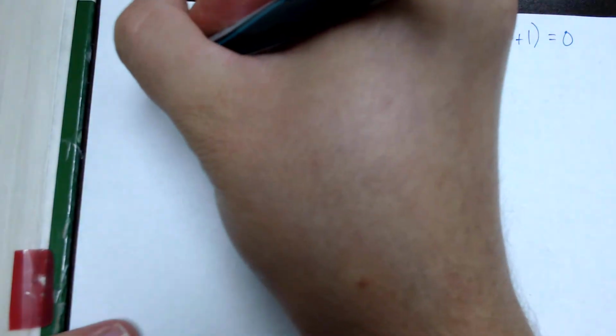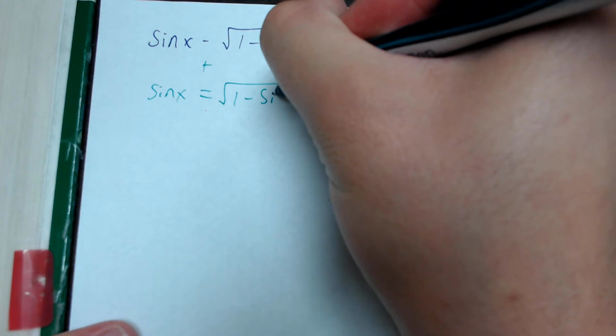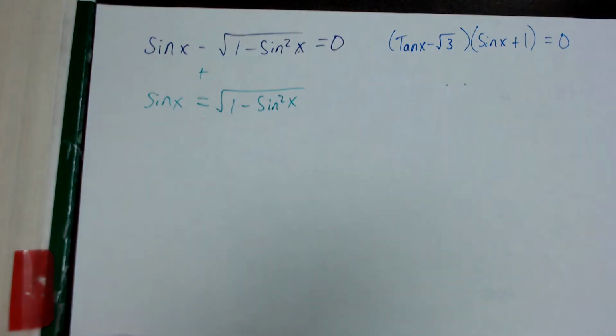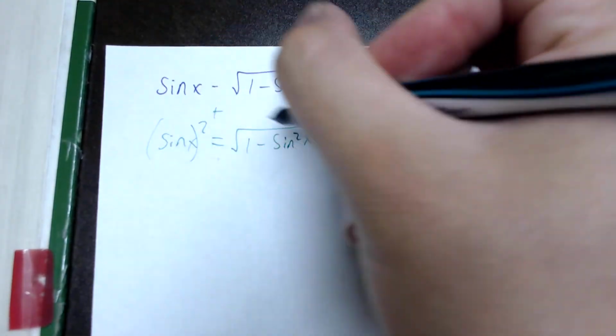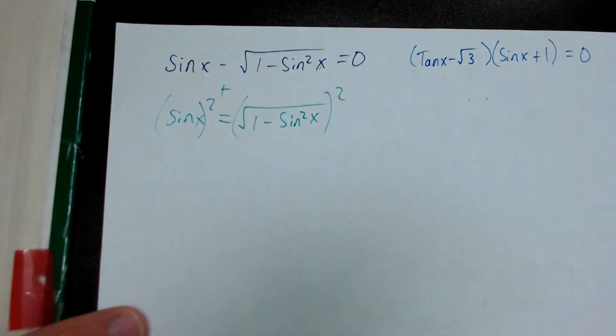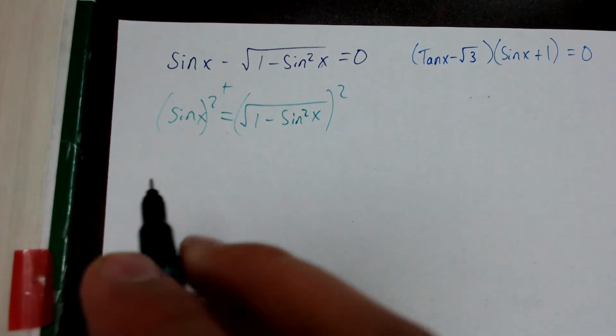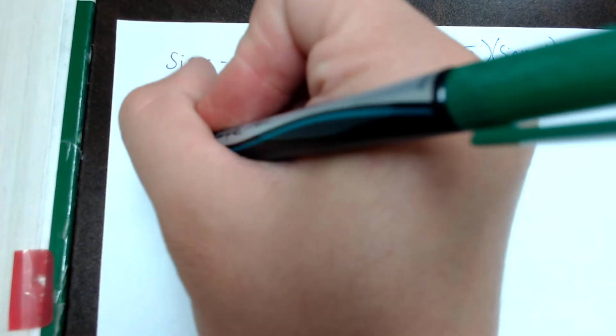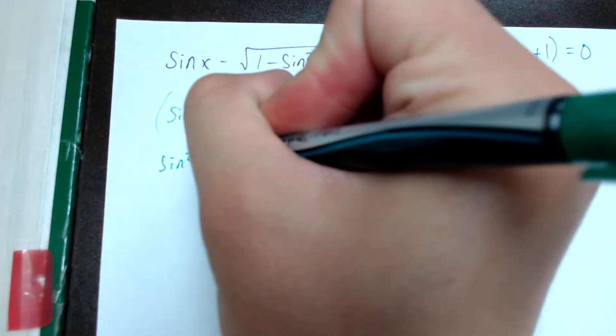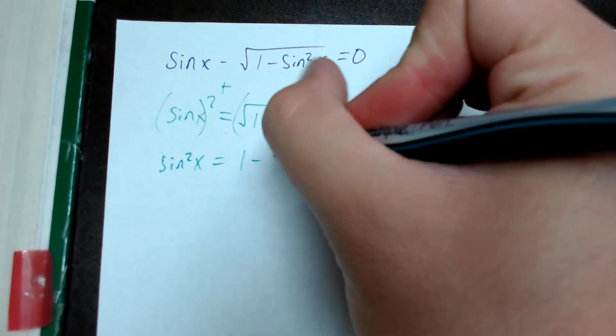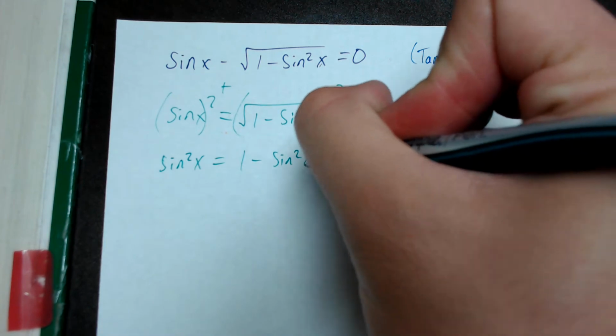So we'll have sine of x is going to equal the square root of 1 minus sine squared of x. Now from here, we're going to square both sides of the equation. All right. When we do that, what we get on the left is sine squared of x. On the right, we get 1 minus sine squared of x.